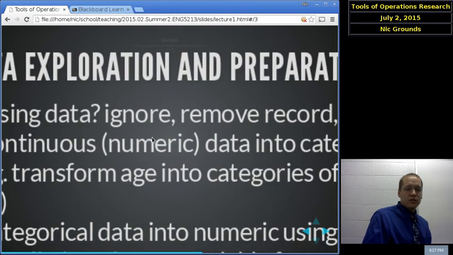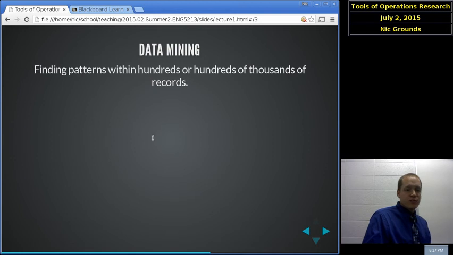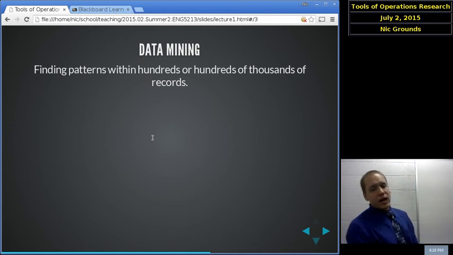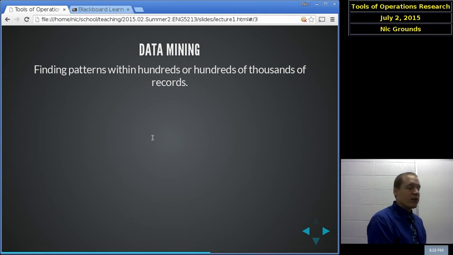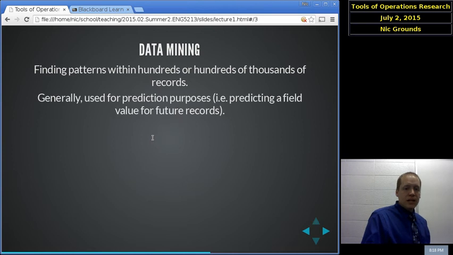From there, we're going to move on to talking about data mining itself. So data mining is finding patterns within hundreds or possibly hundreds of thousands of records. So we have records of data. Each record is structured. It has values for the same set of fields. And what we want to find is whether there is a pattern in those records that would help us either predict values in future records or just better understand what the patterns are and how data could be categorized and split up into meaningful subsets.